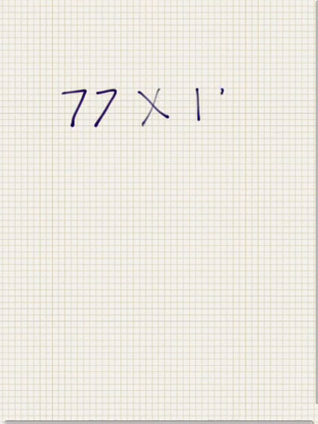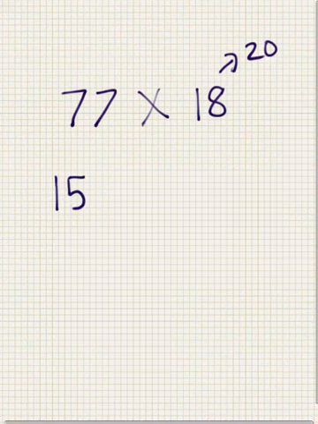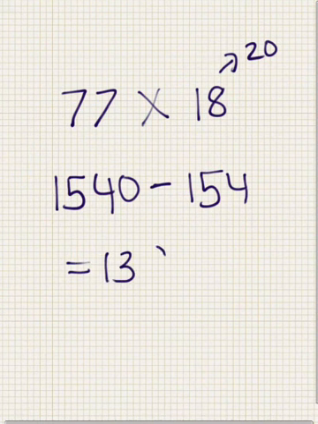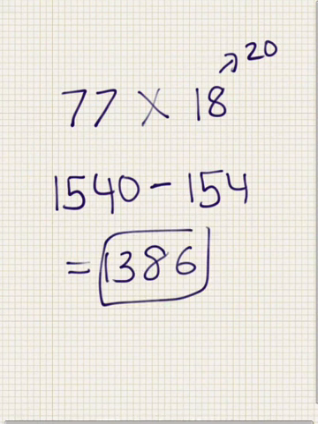Another tip I'd like to share is if you have a multiplication problem, such as, let's say, 77 times 18, note that 18 is pretty close to 20, so you can try rounding it up to 20 and then solving it. So 77 times 20 would be 1540, and then you subtract 77 times 2, which is 154, and you should get 1,386 as your answer, right?